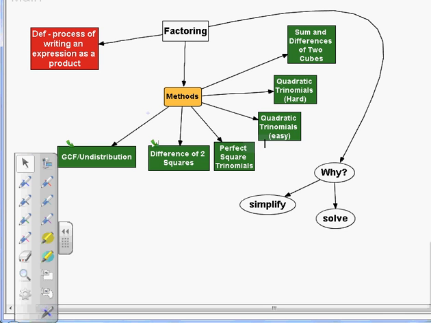Hey, welcome to this third video in a series of factoring videos. If you're here, you should have already watched the video that overviews factoring, as well as the one that teaches you how to factor using greatest common factor, also known as undistribution. We're going to continue on here and show you the next method in this series of methods of factoring, and it's using factoring techniques that allow you to factor a difference of two squares.